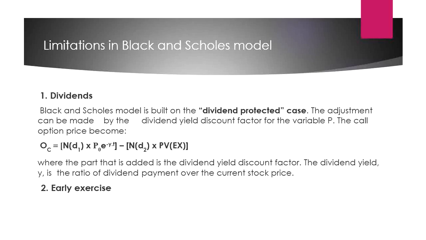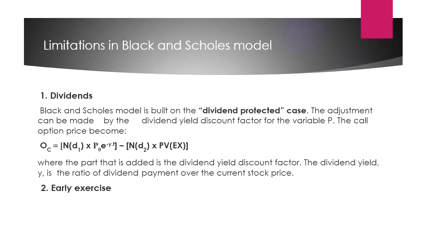The call option price would become in this case O sub C equal to N(d1) times P naught times the continuously compounding factor e to the power minus y times T. This first part is incorporating the adjustment for the dividend factor, where the part that is added is a dividend yield discount factor. Dividend yield is denoted by y, and it is the ratio of the dividend payment over the current stock price.